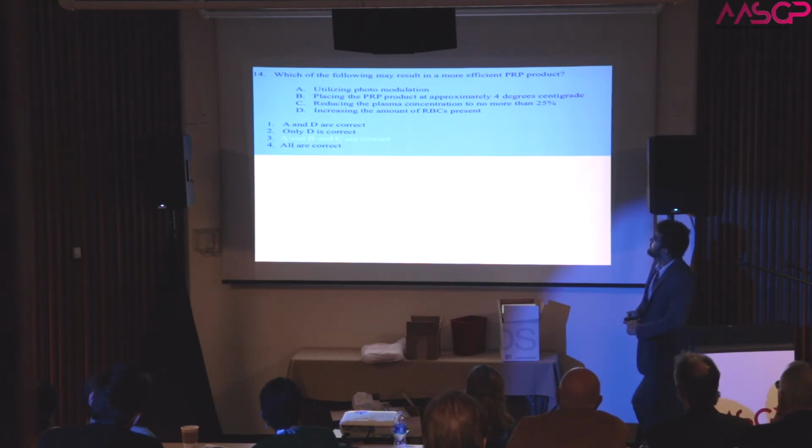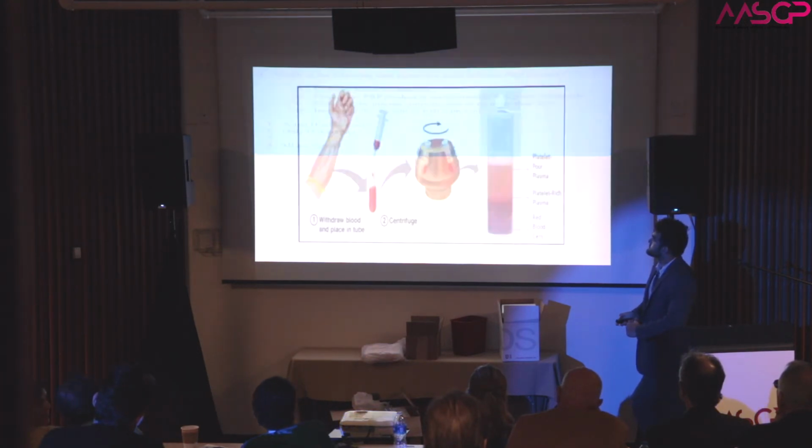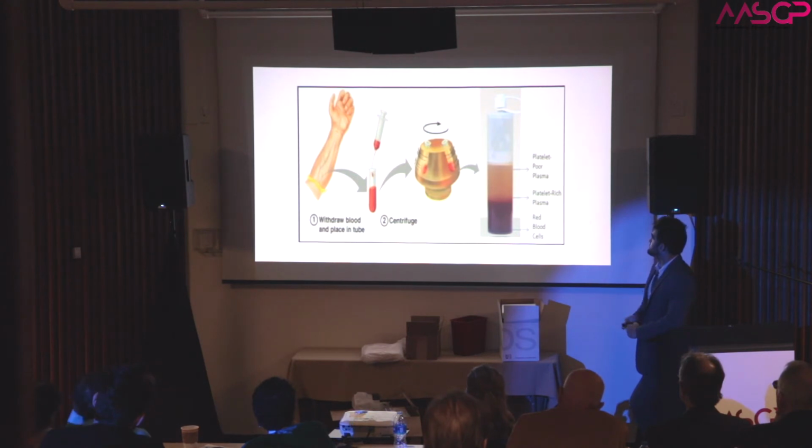The next question is, which of the following may result in more efficient PRP production? Photomodulation, 4 degrees, so putting it at 4 degrees centigrade, and reducing plasma concentration to no more than 25%. Those are your correct answers. Increasing the ratio of red blood cells, we know the PRP, by spinning it out, that's not going to increase the amount of PRP. So by default, it's A, B, and C. Well, that's clear to everybody, so we know basically why the last one is false.